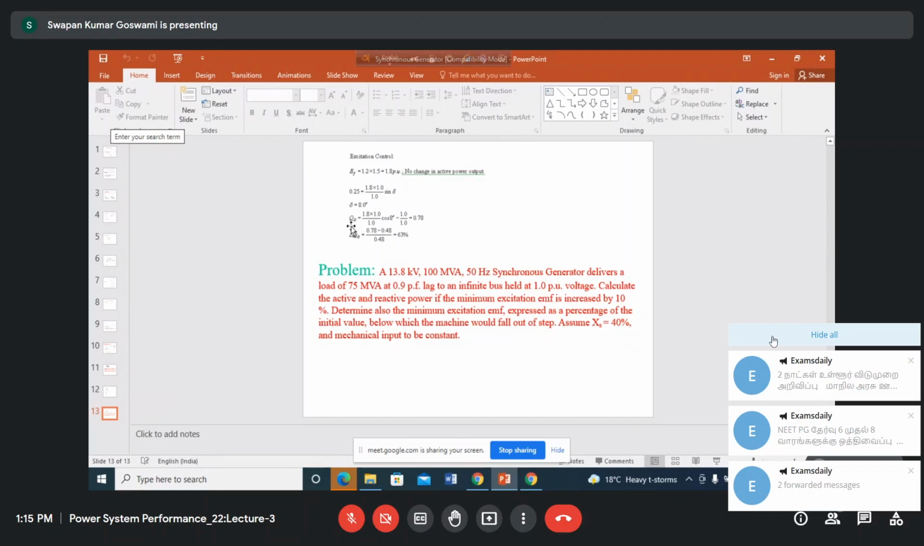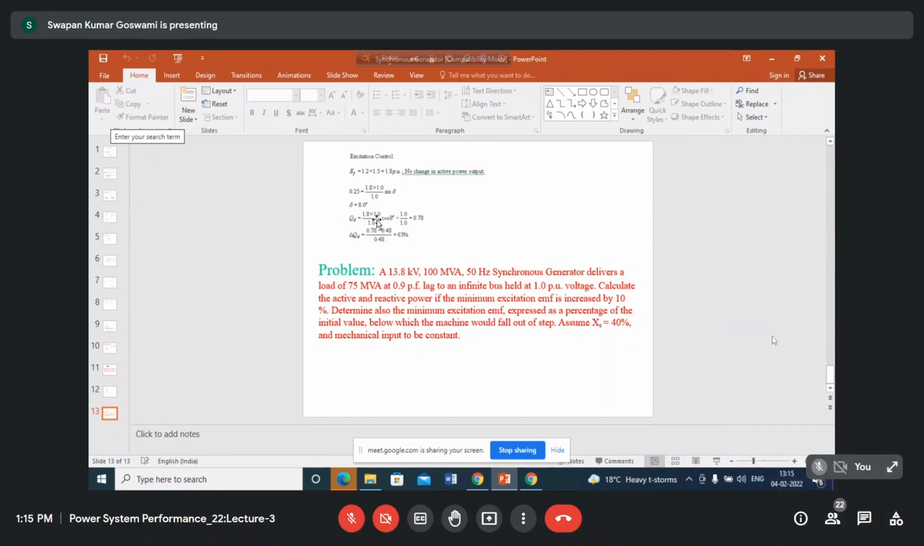How much is the change in Q? It is Ef Vt by Xs cosine delta minus Vt squared by Xs, which is 0.78. You see that from 0.48 it became 0.78. So there is a large change in reactive power. How much? For 20% change in field current, there is 63% change in reactive power. So again you see the coupling between voltage and reactive power. Voltage means induced voltage and reactive power.